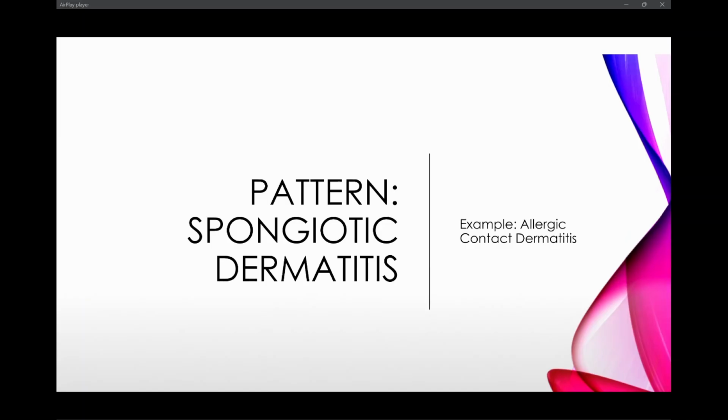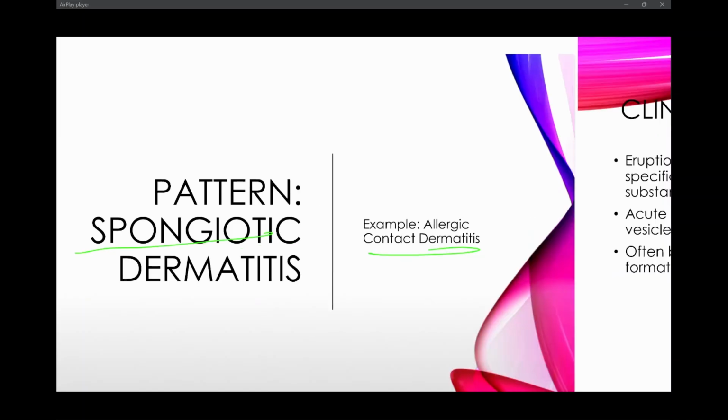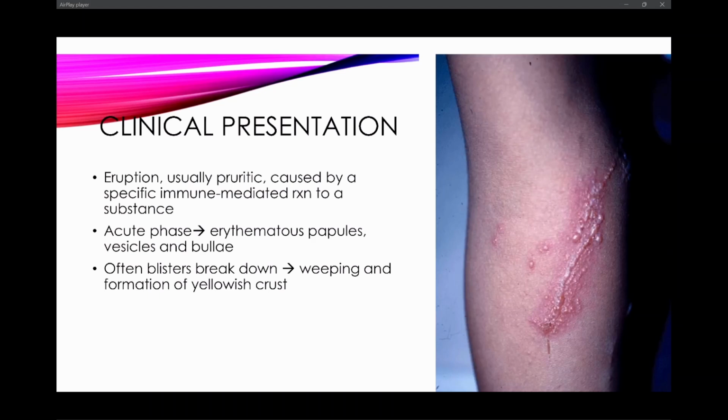The next one is our spongiotic dermatitis. This is your allergic contact dermatitis. Cheap jewelry is one of the causes. The eruption is going to be pruritic, very itchy, caused by a specific immune-mediated reaction to a substance. So obviously, our immune system is being kicked into overdrive, and we get this eruption later on.